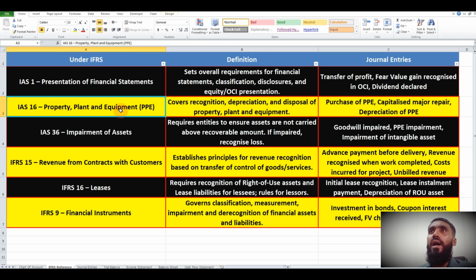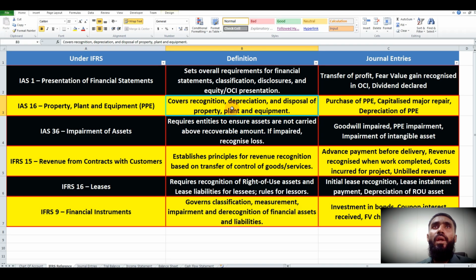On the other hand, IAS 16, property, plant, and equipment, covers recognition, depreciation, and disposal of property, plant, and equipment. Related to this definition, all types of entries are moved into IAS 16. Let's suppose: purchase of property, plant, and equipment, capitalized major repair, depreciation of property, plant, and equipment.